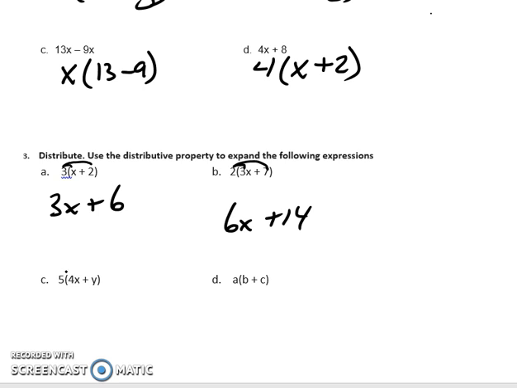All right. 5 times the 4x, well, that's 20x. 5 times the y, well, that's 5y. There you go. I know, shocking. Right now, hopefully you're going, how did I miss that? And that's okay if you're saying that, as long as you know what you're doing moving forward. So a times b gives me ab plus, and then when you do a times c, you get ac. And there's our answer. That's all that you had to do for it there.